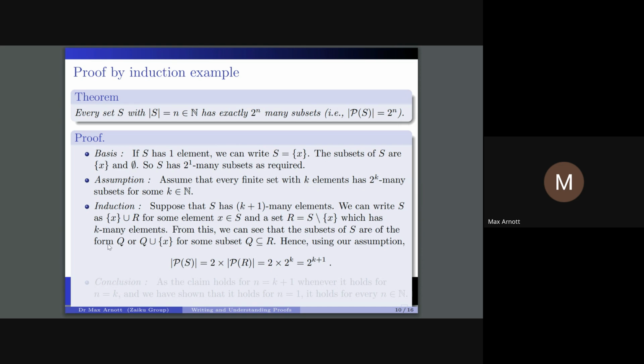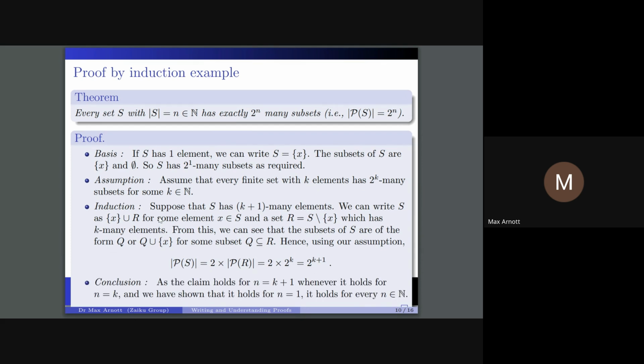And because we have this claim here, subsets of S are either the subsets of R or they are those subsets with X in them. We just see we've doubled the amount of subsets when we include this element X into S. So that's what tells us here that the power set of S has double the amount of elements as the power set of R, and that gives you 2 to the k plus 1, which is the thing we were trying to prove in the induction step.